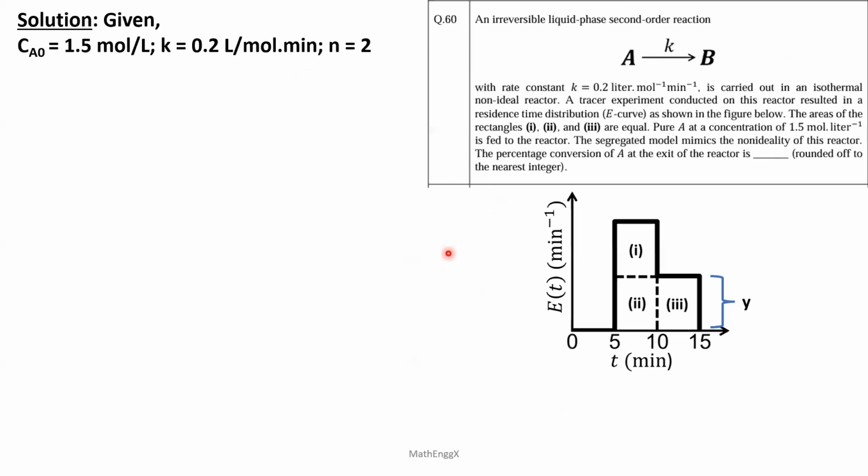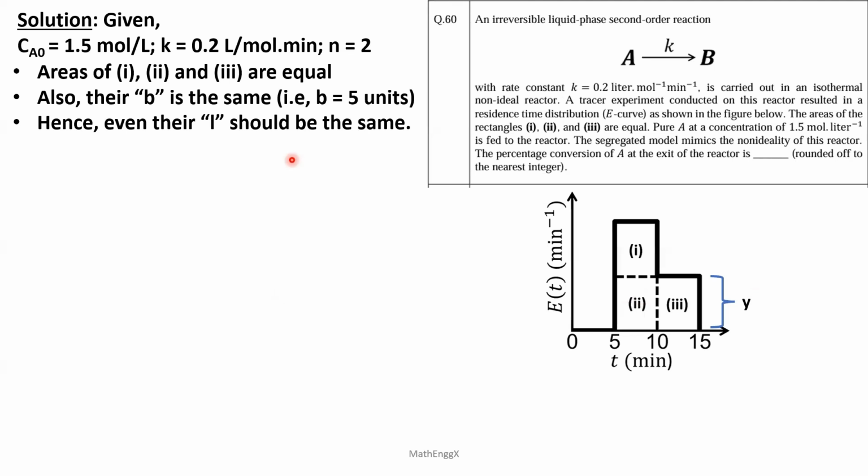So let's move to the solution. We have been given the values of Ca0, K and order of the reaction and the residence time distribution. In the question it says that the areas of rectangles 1, 2 and 3 are equal. Now if we observe the breadth of each of these rectangles, they are equal as well. They are equal to 5 units. So since area as well as the breadth of each rectangle is equal, we can say that the length of each rectangle will be equal as well. The length of one such rectangle is denoted here as y.